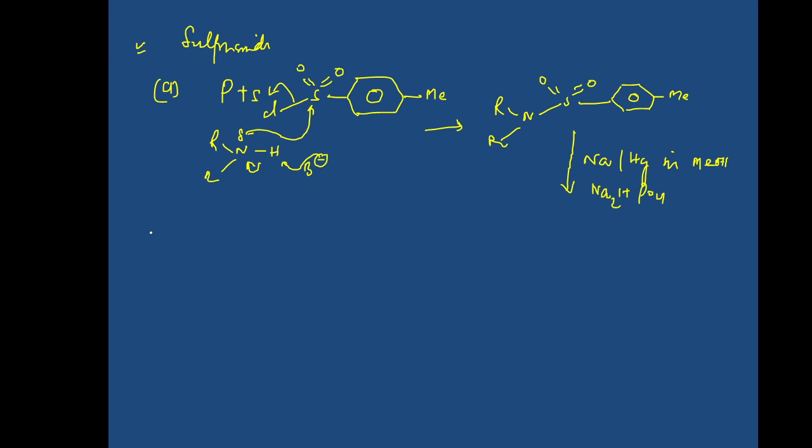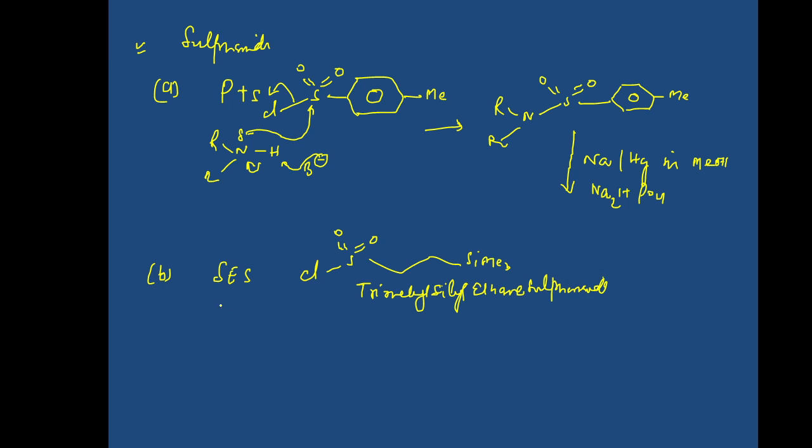Similarly, one more protecting group is SES. What is SES? Let me draw the structure first. This is SES. It's trimethylsilyl ethyl sulfonamide. This is trimethyl, we have three methyl groups. Then we have the silyl group, then the ethyl, ethane group, and the sulfonamide.